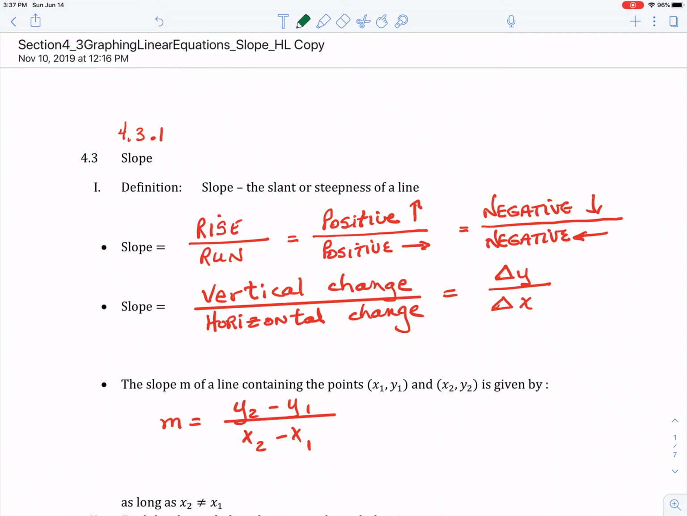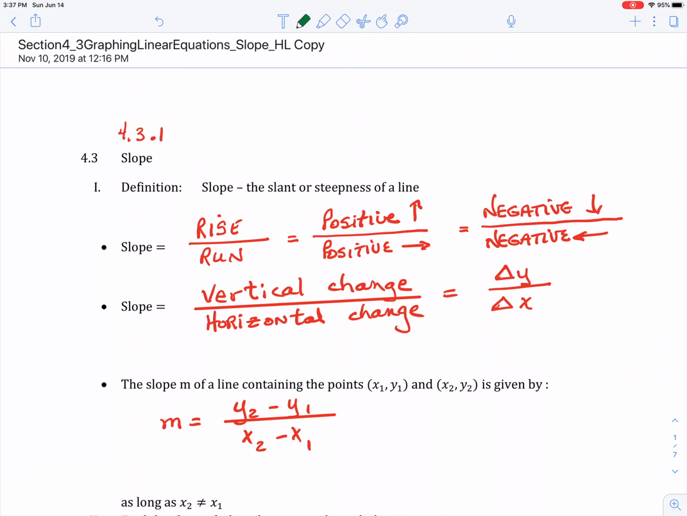Slope is defined to be the rise over the run. If the top number is positive, you will count up. If the top number is negative, you will count down. If the bottom number is positive, you will count to the right. If the bottom number is negative, you will count to the left. So the top number has to do with up, down, rise, and the bottom number has to do with horizontal run, left, right.